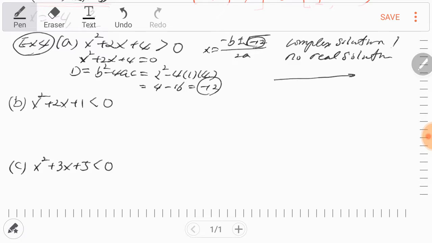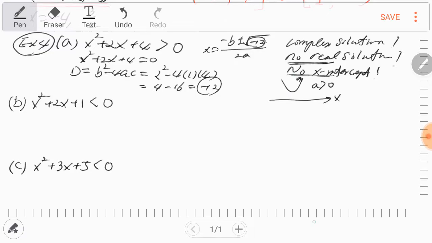So that means on the x-axis we don't have an x-intercept. No x-intercept, because there's no real solution. And the leading coefficient is positive, so the graph is concave up. Because the leading coefficient is greater than 0, the graph is concave up, and there is no real solution, that means no x-intercept. So the graph looks like this.